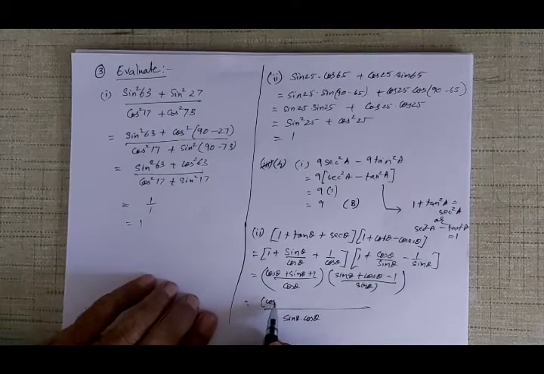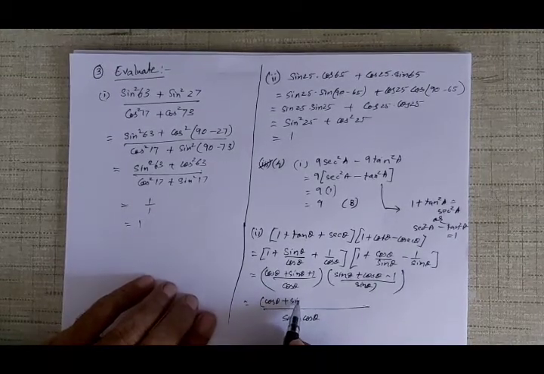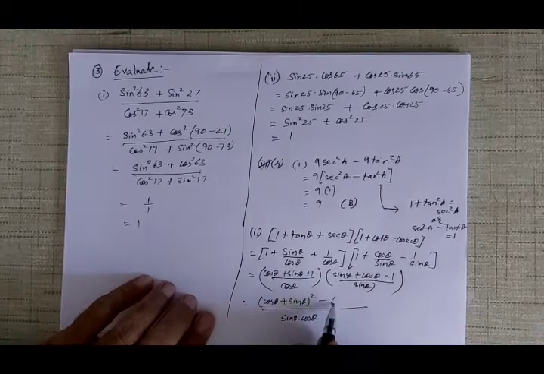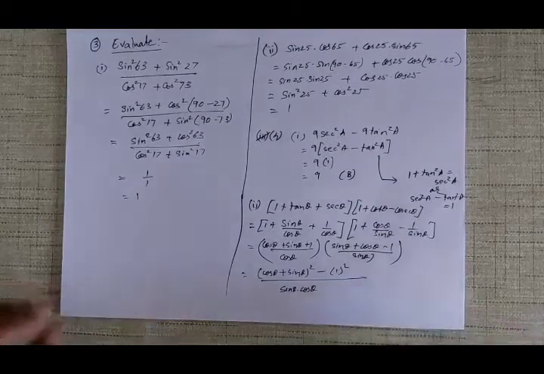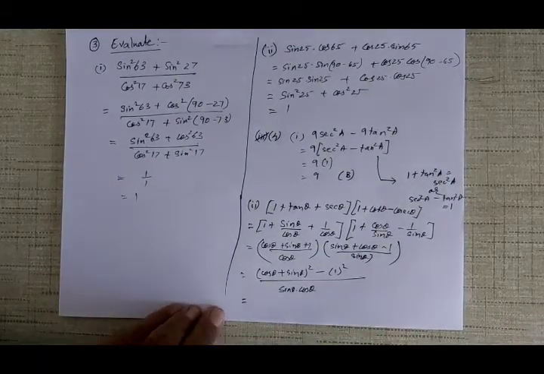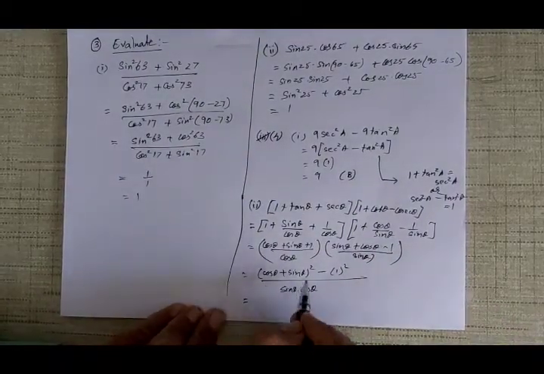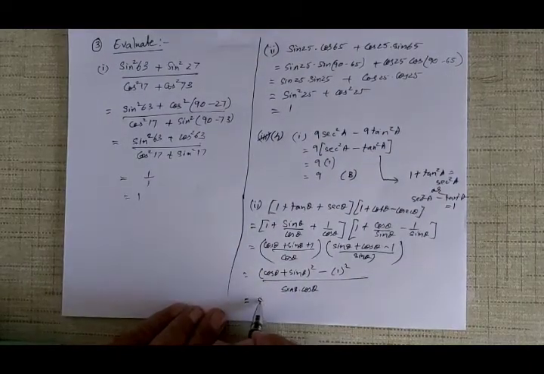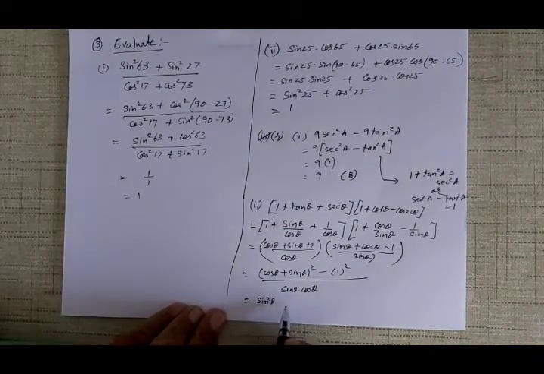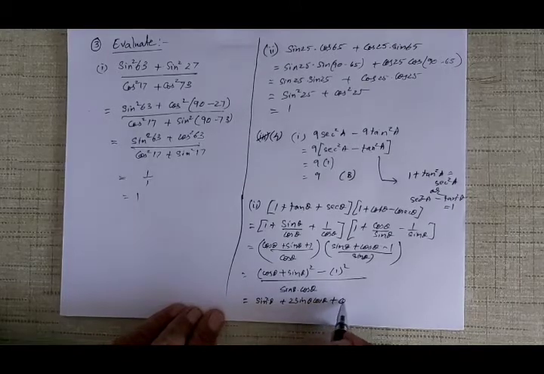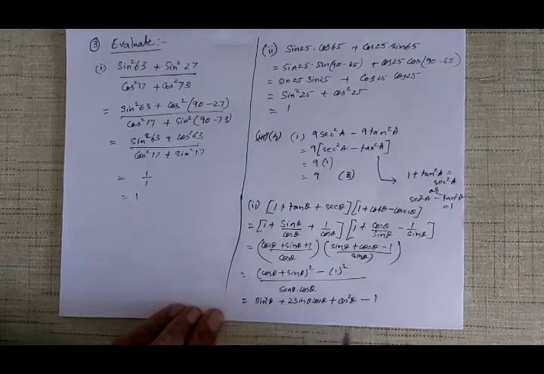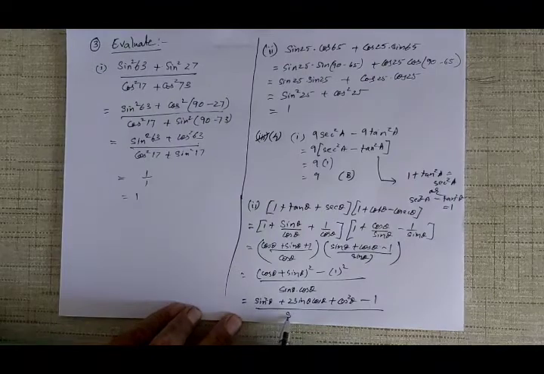So I get cos theta plus sine theta whole square minus 1 square. That is all we have done, algebraic identities, A square minus B square. And this is equal to, in this case, sine square theta plus cos square theta, that is A square plus B square, plus 2 sine theta into cos theta, minus 1, upon sine theta cos theta.